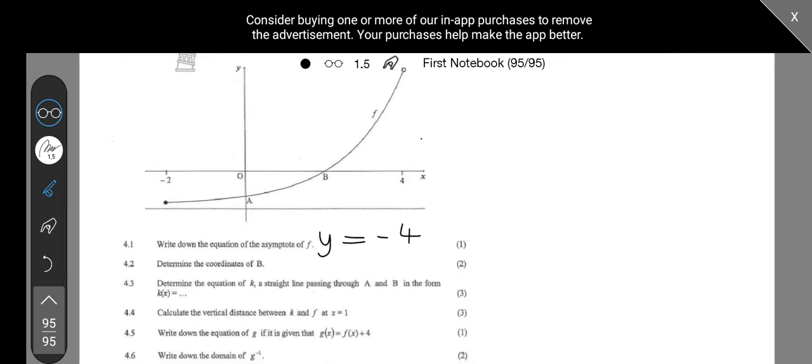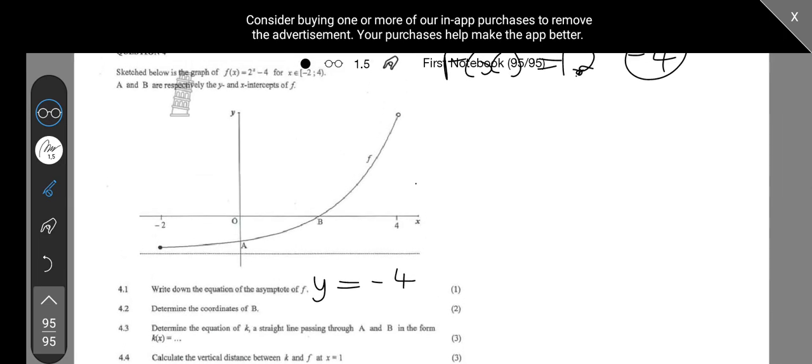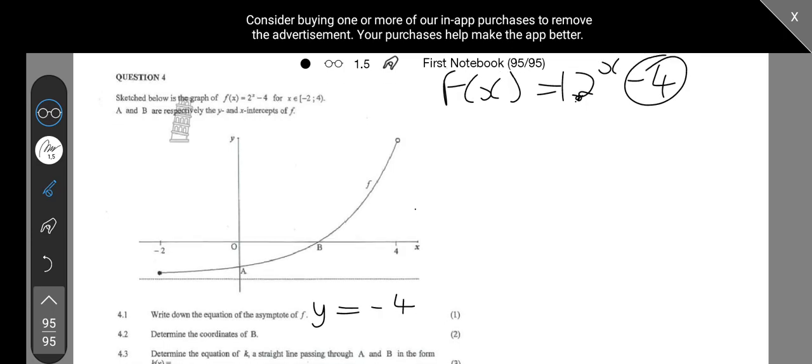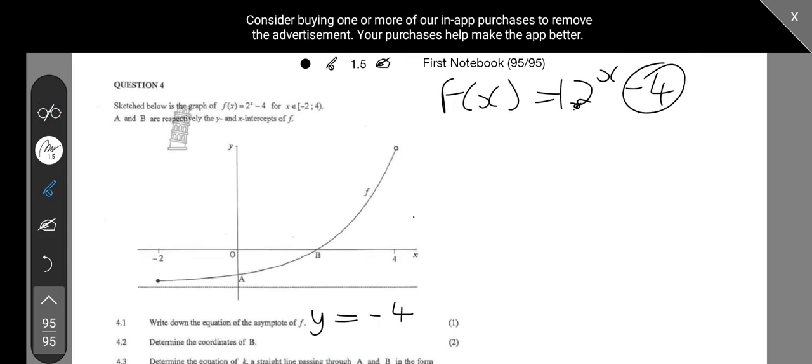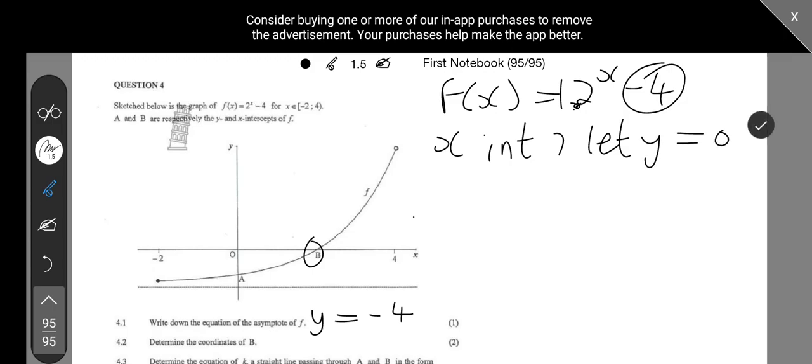It says, determine the coordinates of B. Let's look at what is happening at B. The first thing you must ask yourself when they say do something is what's happening at the point where they are saying do something. B is a point where the graph touches the x-axis. This means we are talking about the x-intercept. And remember that for the x-intercept, you always let y be equal to 0. So we're going to solve for x, because we know that y is 0 on the x-axis. We say let f of x be equal to 0, because we know that f of x means the same as y.